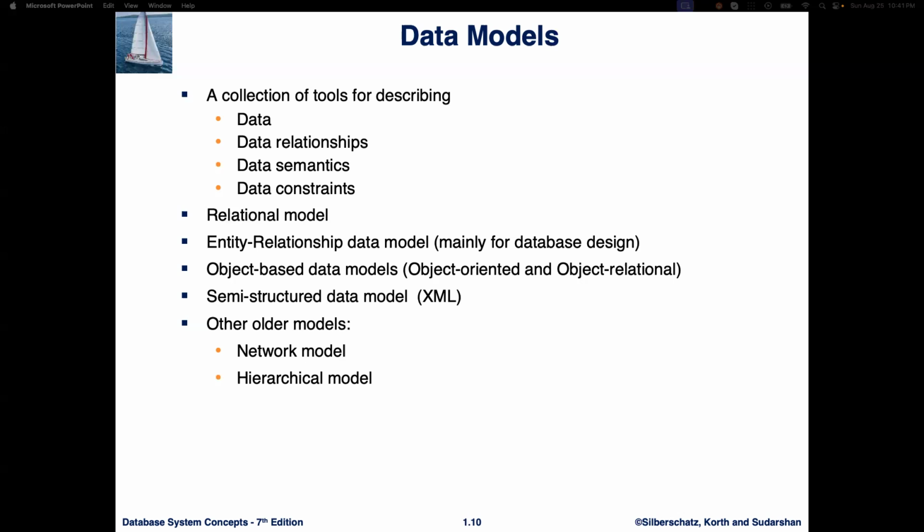There are other older models, although less common today. It's useful to know about some of the older data models, like the network model. It uses a graph structure to represent relationships between entities. It was widely used in the past for complex data relationships. There was also the hierarchical model, which organizes data in a tree-like structure where each record has a single parent and possibly many children. This model was prevalent in early database systems, but has been largely replaced by more flexible models like the relational model.